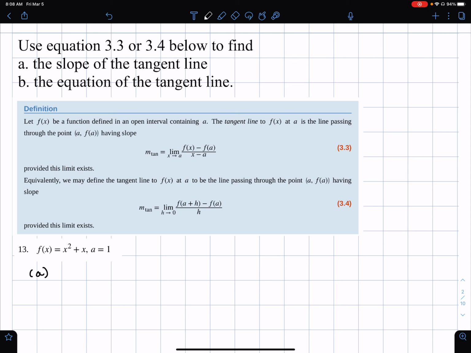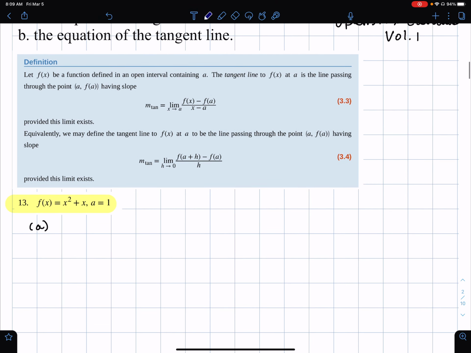All right, for this problem, this is from section 3.1, OpenStax Calculus Volume 1. In this problem, what we're going to do is find the slope of the tangent line and then the equation of the tangent line. And this is number 13, where f of x equals x squared plus x and a equals 1. So here we go.